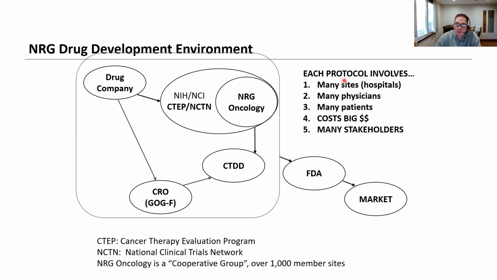Each one of these protocols, no matter how small the trial is, is a monumental effort. They take many sites, many physicians, many patients, and cost big money, right? The average cost for a patient in an NCTN clinical trial can run upwards of $50,000 to $75,000 per patient. And because there's so much money involved, there are many stakeholders, and so there are lots of revisions to the protocols, et cetera, et cetera. It becomes rather complicated.